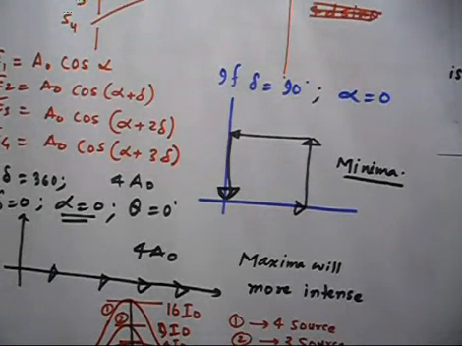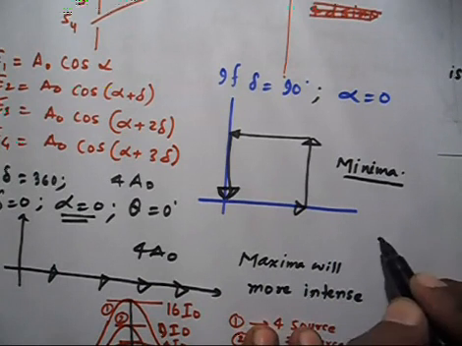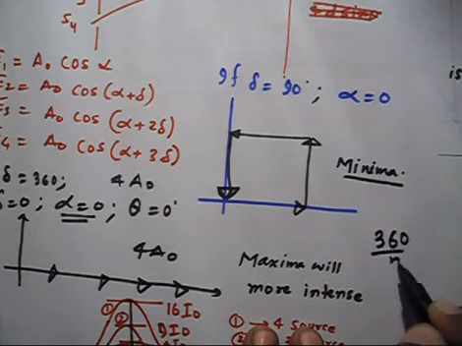You see what we are doing, 360 by n. If you have 3 sources, minima occurs at 120. If you have 4 sources, minima occurs at 90 degree. If you have 5 sources, so 360 by n, this is the point where you will have minima.